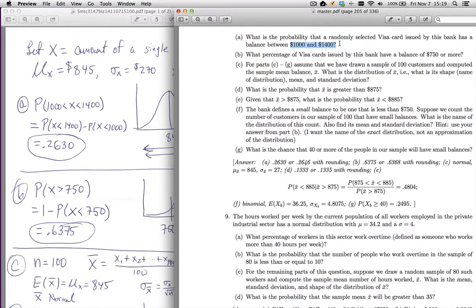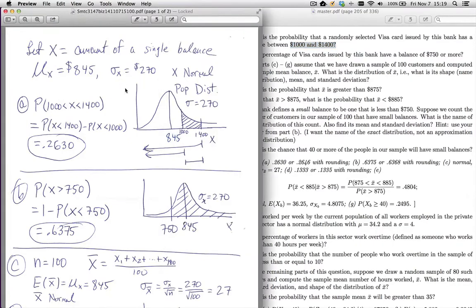So the key here is to figure out what random variable is being asked about. So here it's a single randomly selected Visa card. So that's an X. So if we translate this into symbols, we want to find the probability that X is between 1,000 and 1,400. Now, I'm going to go draw this on the graph. So it's this region, the shaded region. Remember, probabilities always correspond to areas under a histogram. So we want to find the area of this.